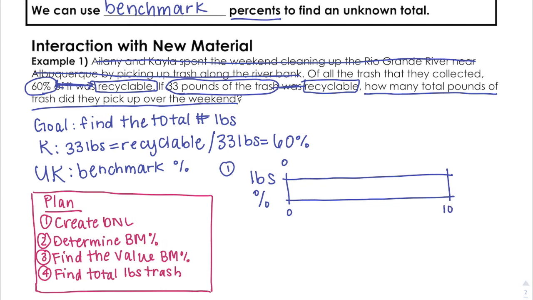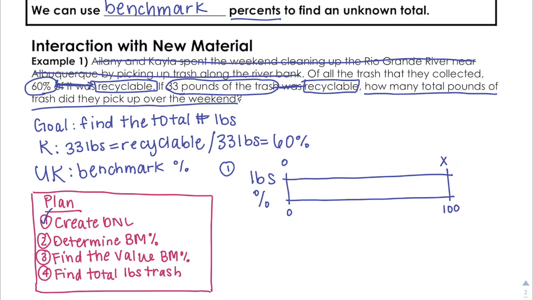We've got 100 as the total for percent. And then again, like with our think about it, we do not know what the total of pounds of trash that we have is. All right. So now, step 1 is done. We have to determine our benchmark percent.